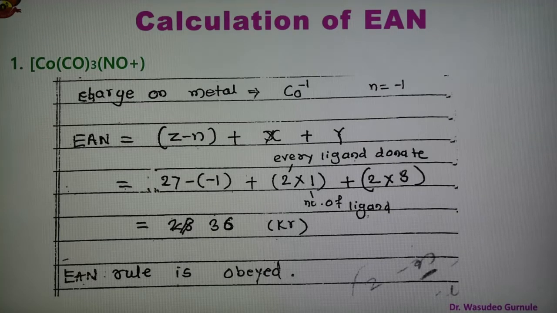So 36 is the inert gas configuration of the next inert gas, krypton, and the atomic number of krypton is 36, and the EAN value is also 36. So we can say that in this case the EAN rule is obeyed. This metal nitrosyl obeys the EAN rule. This is one example, a very simple procedure to calculate the EAN value of a metal nitrosyl.